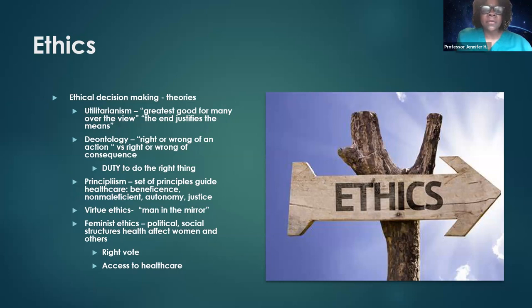So these are the four principles: beneficence, non-maleficence, autonomy, and justice. So that's principalism. Again, these are all ethics, okay? And then feminist ethics, most people, when they think of feminists, they think of women's rights. And it's still the case, but it's expanded also to, we want to make sure people have the right to vote and have access to health care. And so when you're thinking of feminists, it's women and others.